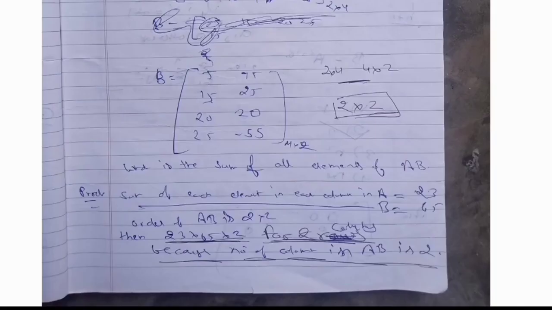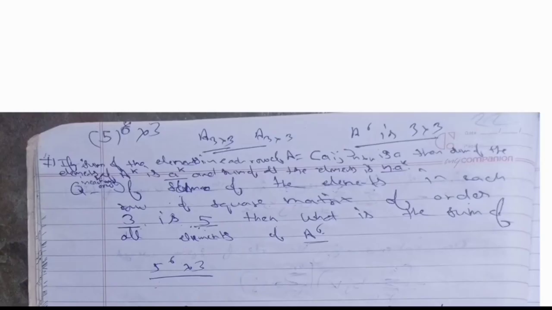Now we are going to discuss this question. We have A matrix like this, B matrix like this. What is the sum of all elements of AB? You can easily see that the sum of the elements in each column of A is equal to 23. The sum of the elements in each column of B is equal to 65. The order of AB is 2 cross 2. Then AB will have 23 into 65 into 2 for 2 columns, because the number of columns in AB is 2.